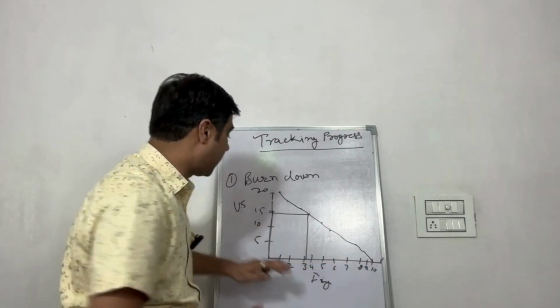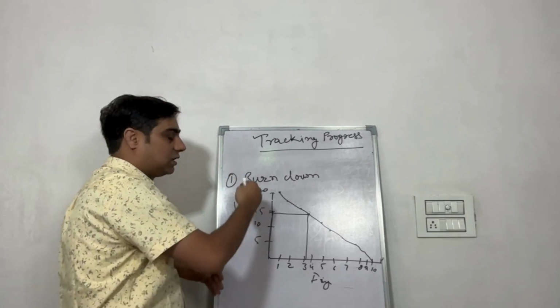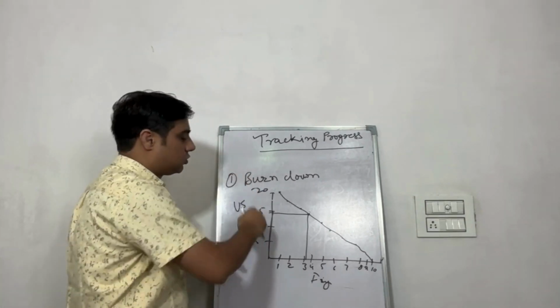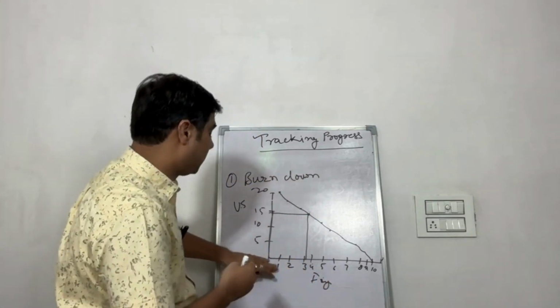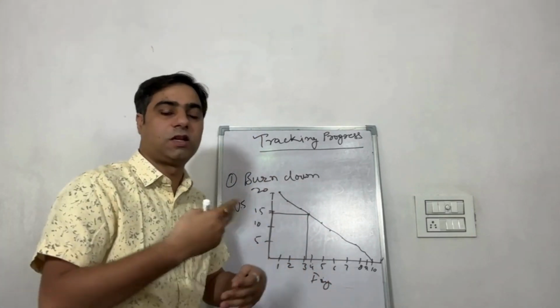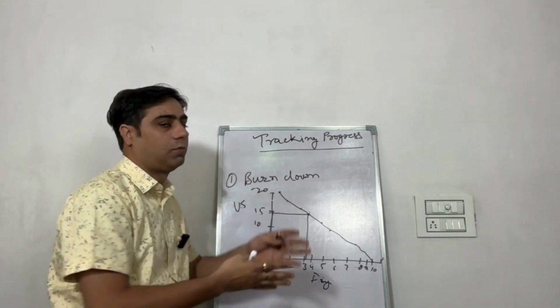That is how you have to track and put your user story points. By sprint 1 we have completed this much story points, by sprint 1, sprint 2, sprint 3 and sprint 4. That is how you have to track in your burn down chart.